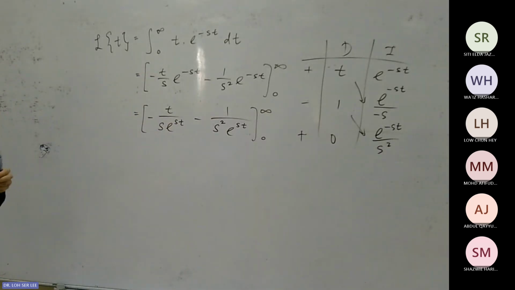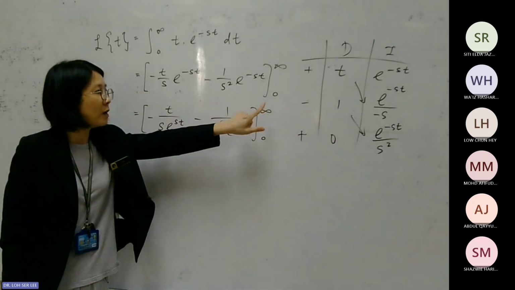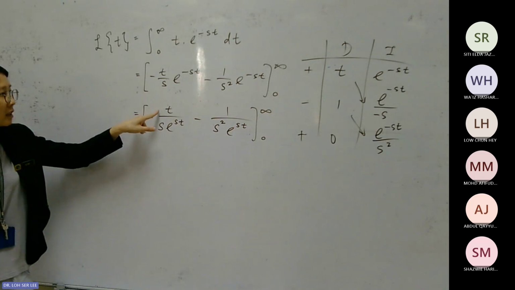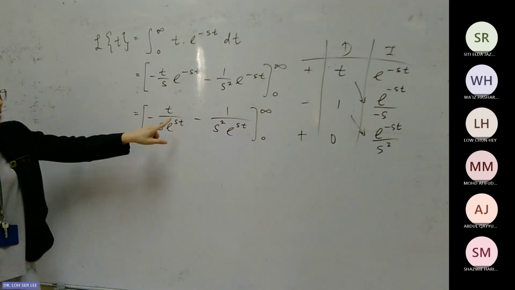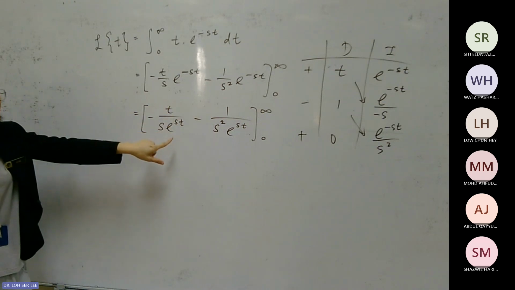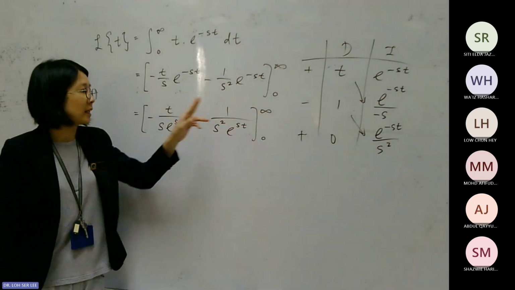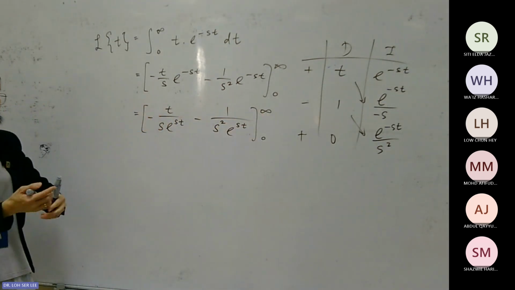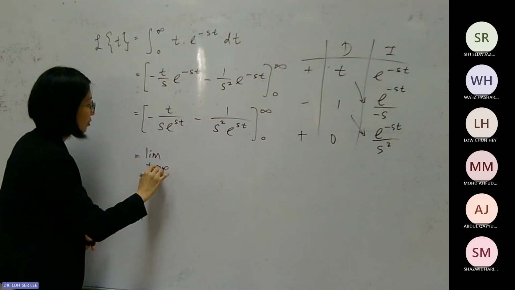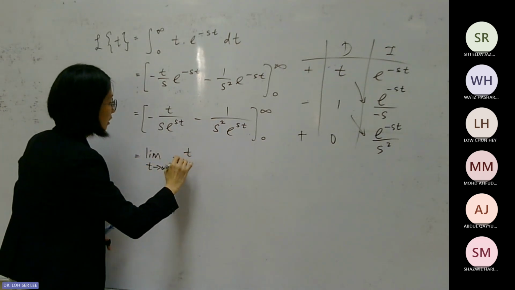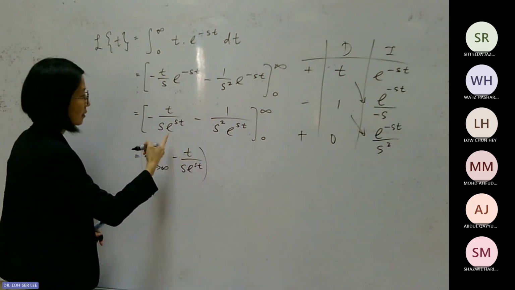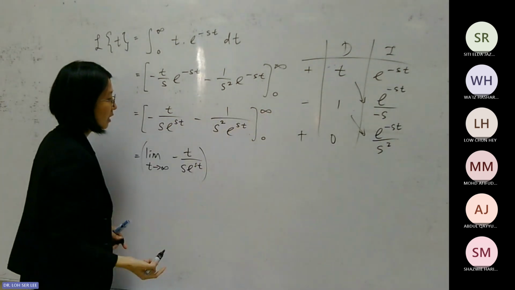So now you can see clearly that when you substitute infinity into t, you get infinity here over e to the power of infinity, also infinity. So you get infinity over infinity. We can't substitute directly, so you have to use the limit as t tends to infinity of negative t over s e^(st), for the case of infinity.